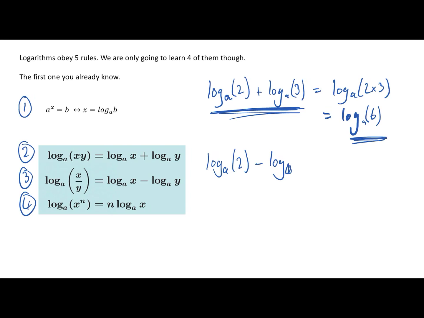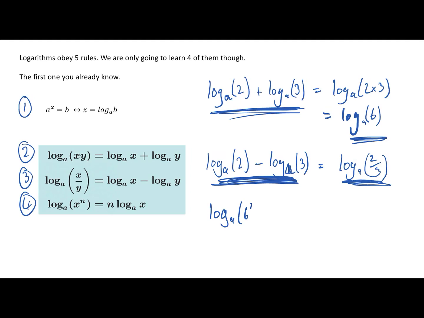And the same for rule 3, which is basically saying if I take away some logarithms, then I can combine them by doing a division. So log base a of 2 minus log base a of 3 would be log base a of 2 over 3. Okay, so again, I can take a double logarithm and turn it into a single logarithm. Also, if I have something like log base a of 6 squared, I can rewrite that as 2 log base a of 6. Okay?